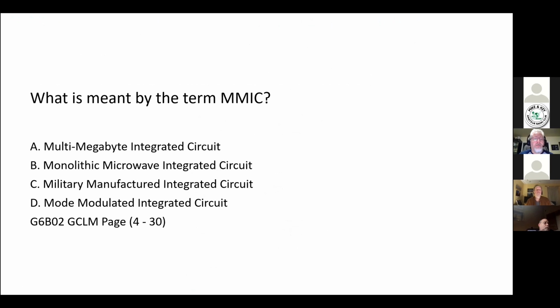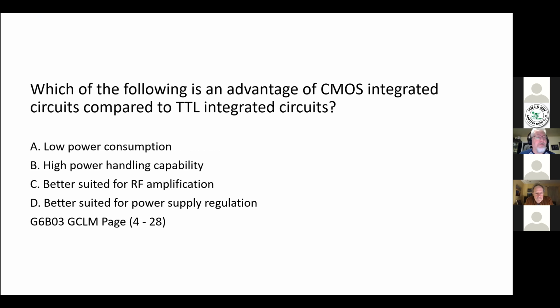What is meant by the term MMIC? A, multi-megabyte integrated circuit, monolithic microwave integrated circuit, military manufactured integrated circuit, or modulated integrated circuit. Delta. Bravo. Bravo, monolithic, right? Microwave, yes, it's a microwave IC chip for high frequencies. And that's a lot of M&Ms.